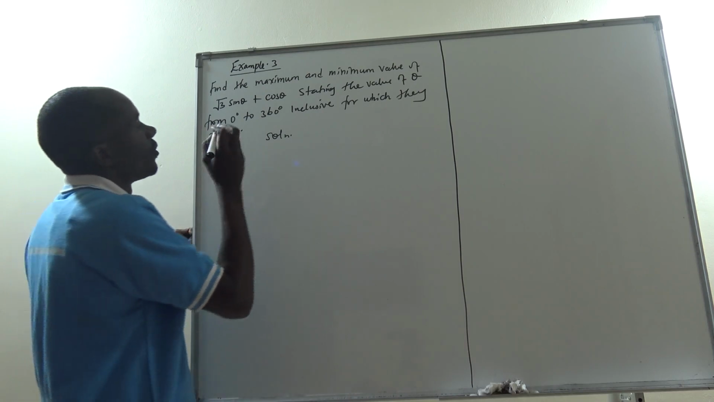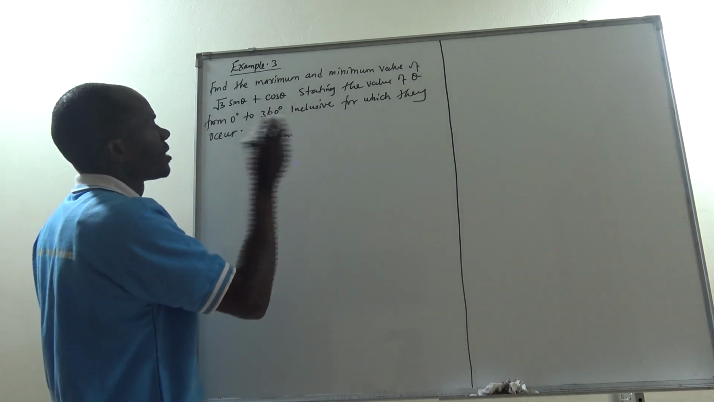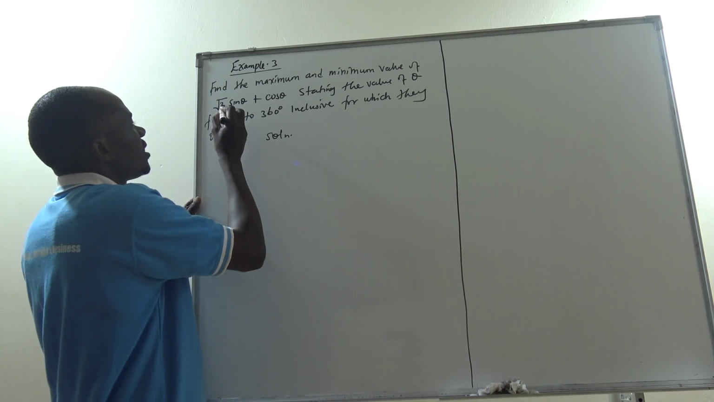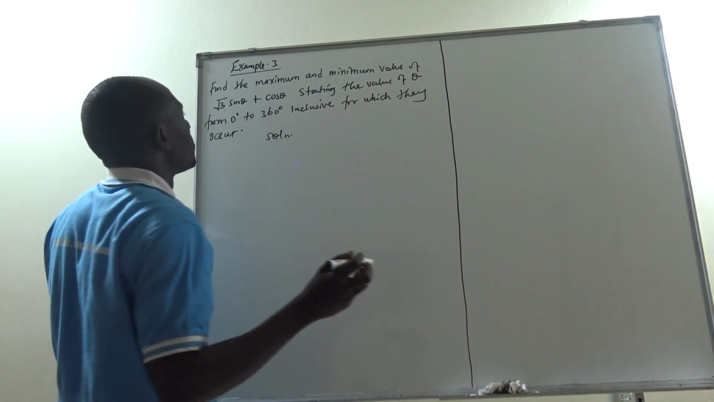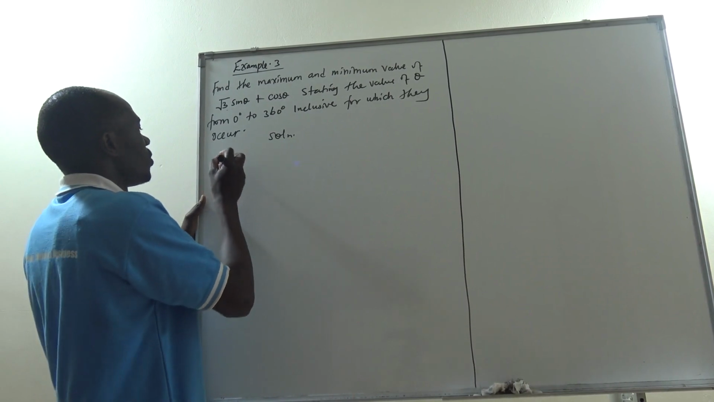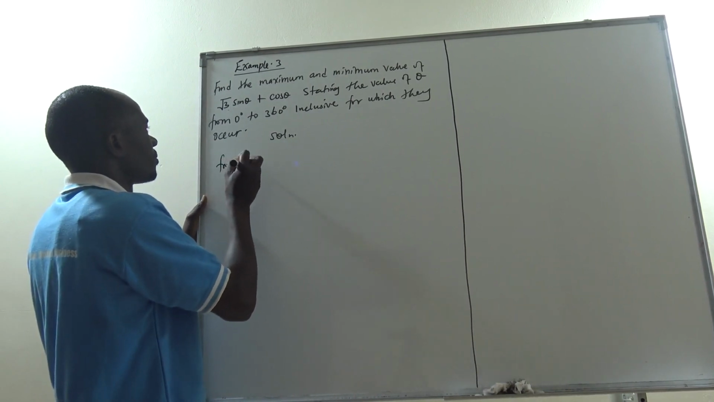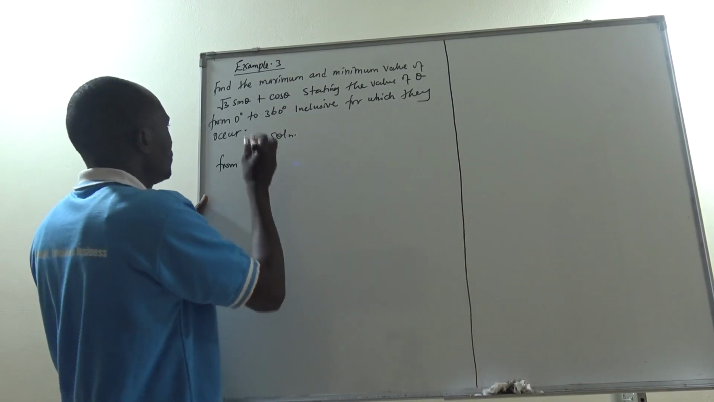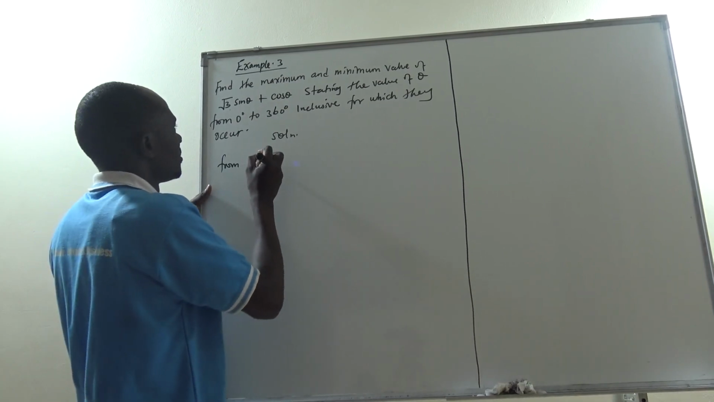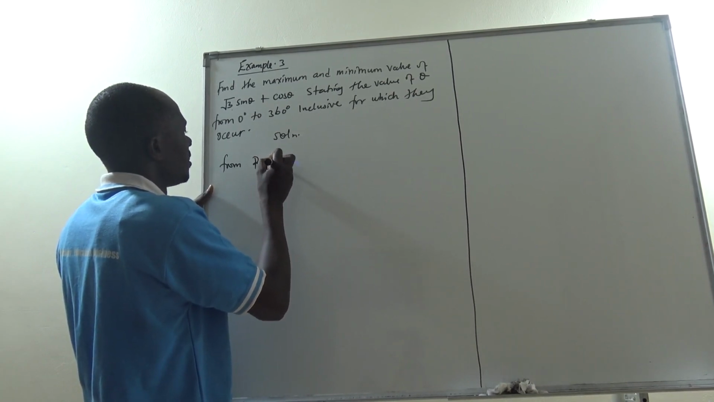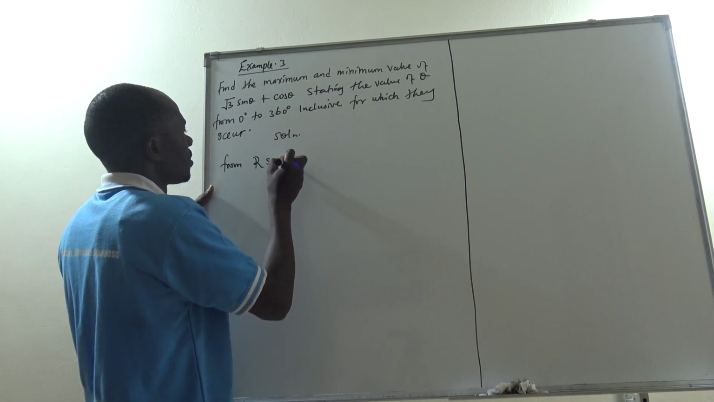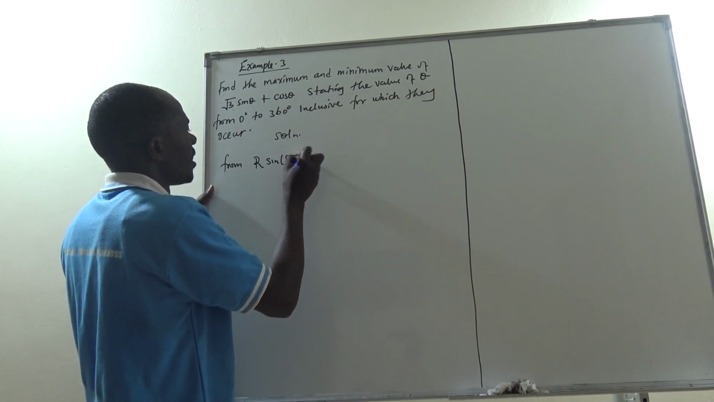Now, for it to be maximum, before you tell, first look at this one. Which form is it expressed in? So I can say from R sin into theta plus alpha.